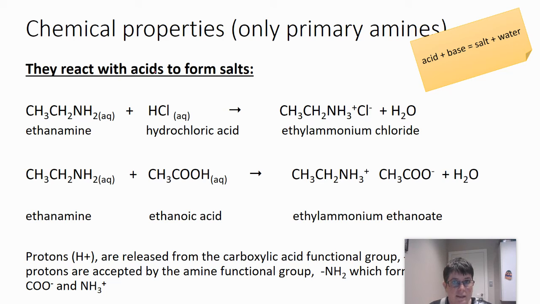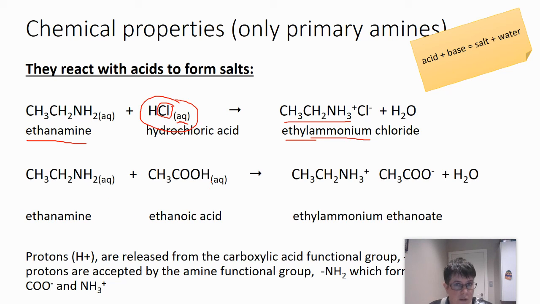They react with acids to form salts like other bases. So we've got ethanamine, so we could react it with an acid like hydrochloric acid. That AQ means it's dissolved in water, so it's an aqueous solution. So ethanamine forms this positive ion, which is ethyl ammonium, and the chloride ion comes from the hydrochloric acid. So we've got an acid plus a base makes a salt plus water.